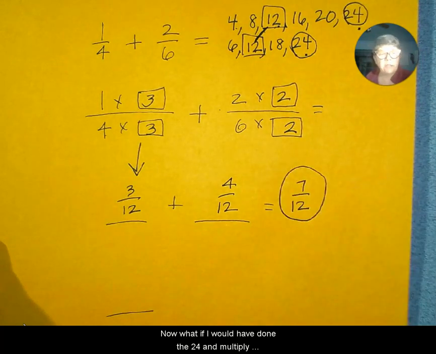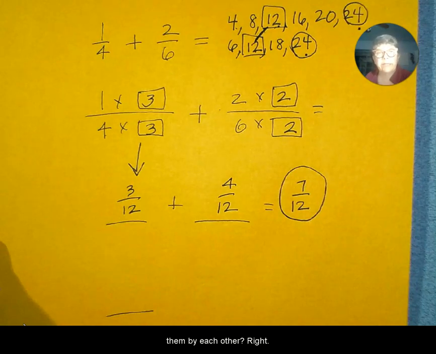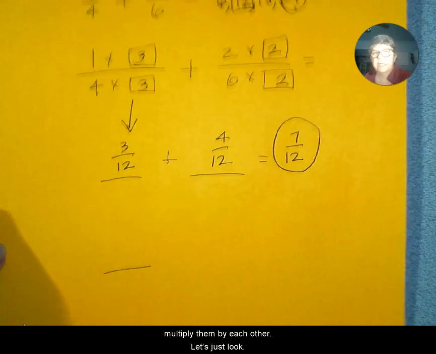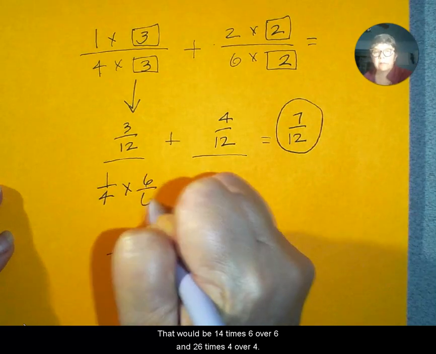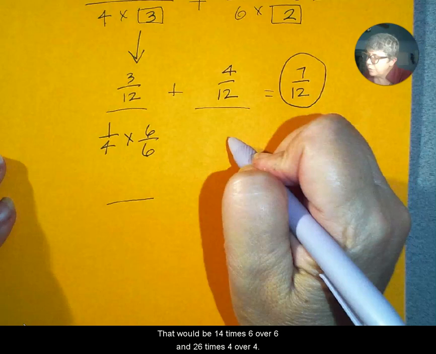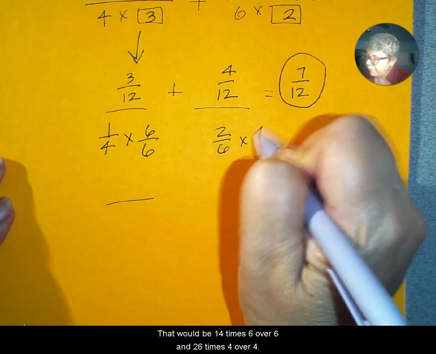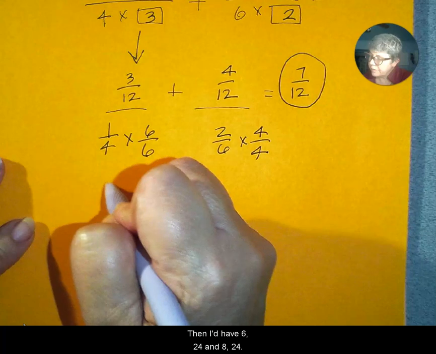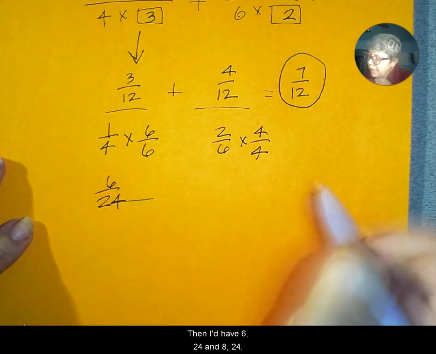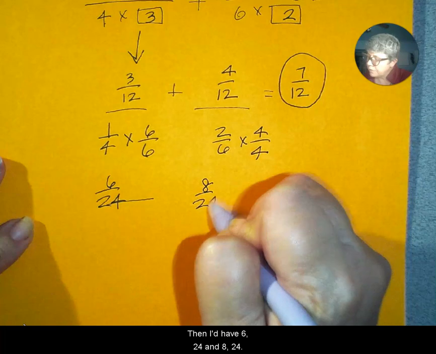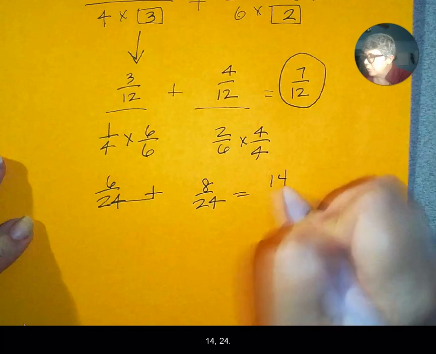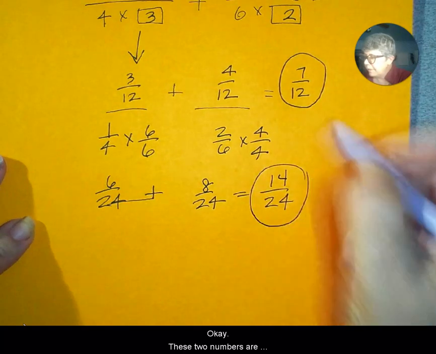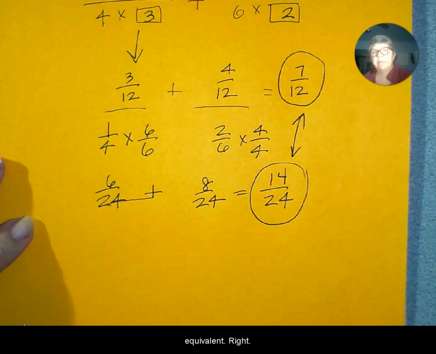Now, what if I would have done the 24 and multiply them by each other, right? Like I said, it's totally fine if you want to multiply them by each other. Let's just look. That would be 1/4 times 6/6 and 2/6 times 4/4. Then I'd have 6/24 and 8/24. 6 plus 8, 14/24. Okay?